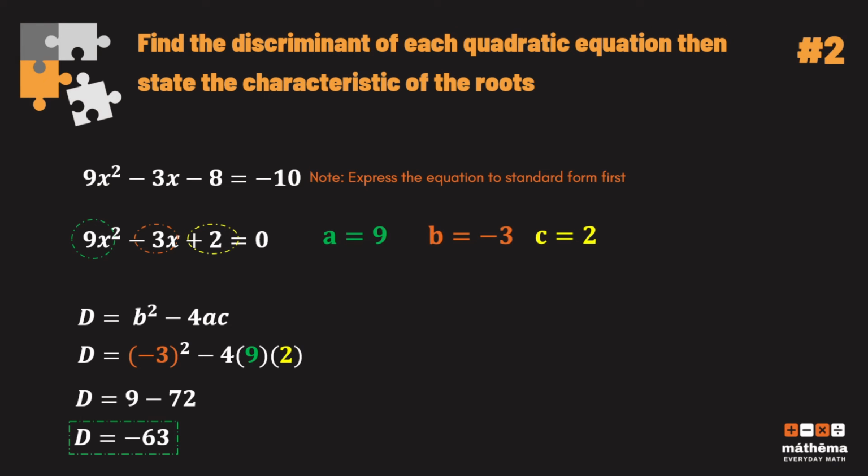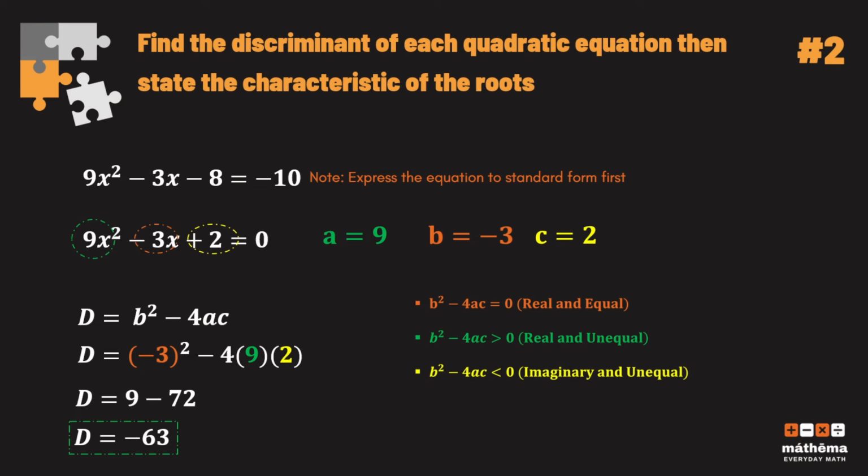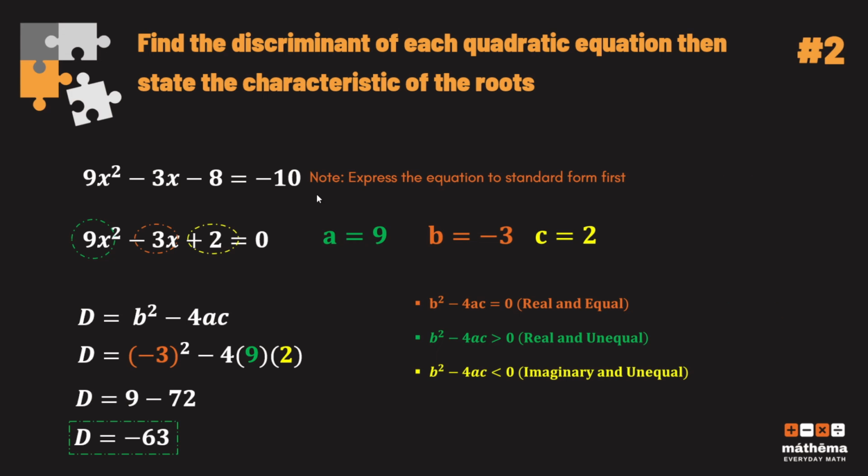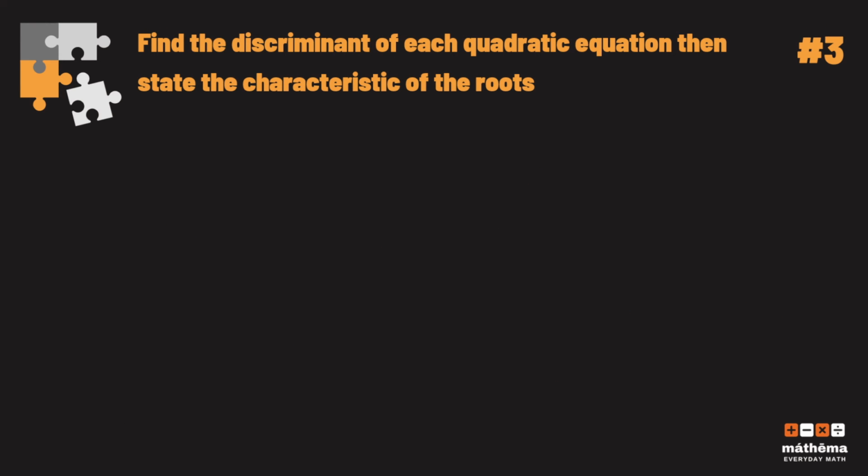And again, looking back to our rule earlier, if the value of d is less than 0, the roots will be imaginary and unequal. So to check that one, we'll be using again our calculator to see whether the roots are imaginary and unequal. So in our calculator, we will input a is 9, b is negative 3, and then c is equal to 2. Click equals. As you can see, this will be our roots. Both are imaginary and both are unequal. Therefore, the roots are imaginary and unequal. We will have our last example.